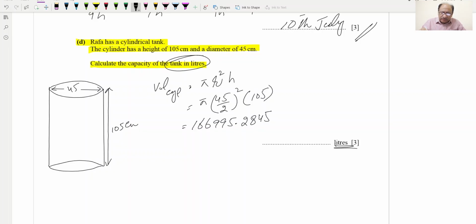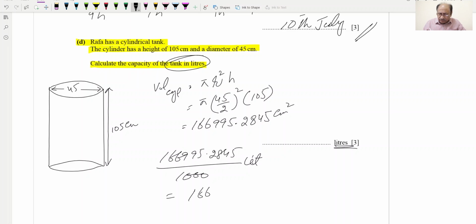So this is basically centimeter cube, and you know 1 centimeter cube is equal to 1 ml. So we will divide it by 1000 to get liters. So 166995.2845 divided by 1000 gives liters, and the final answer will be 166.995. And we can round it to 167 liters. This will be our final answer for this question.